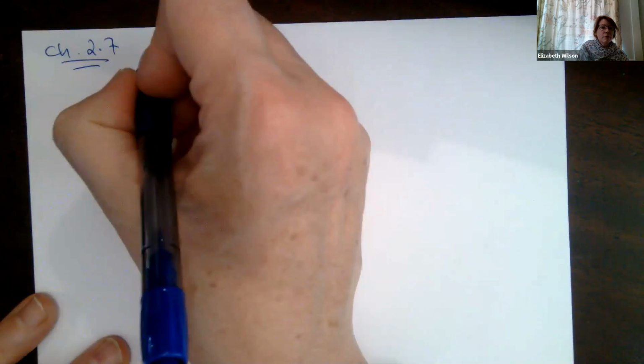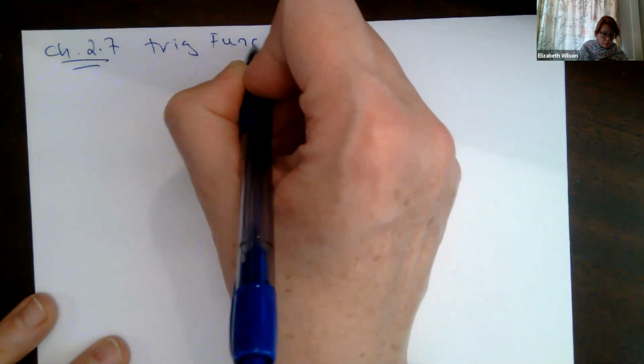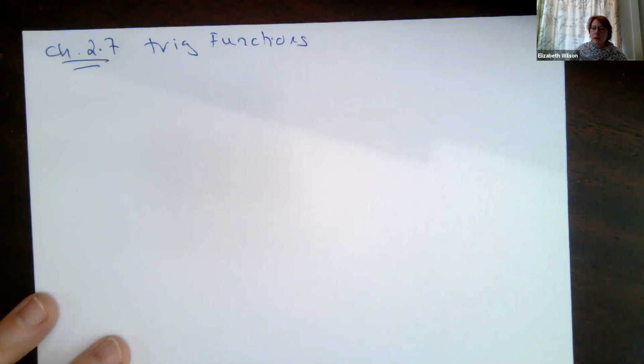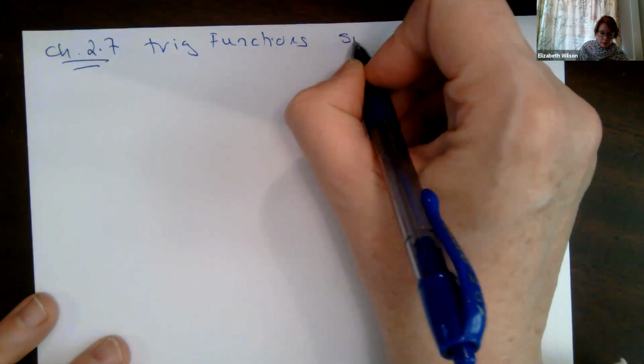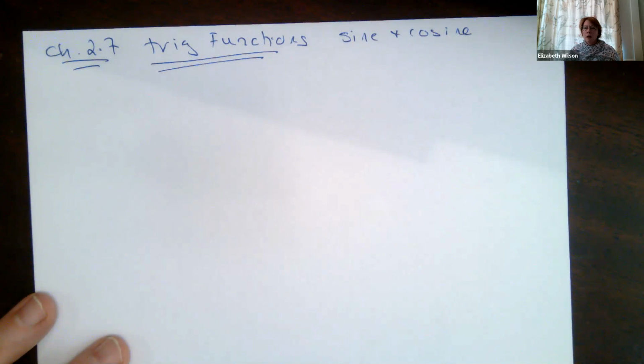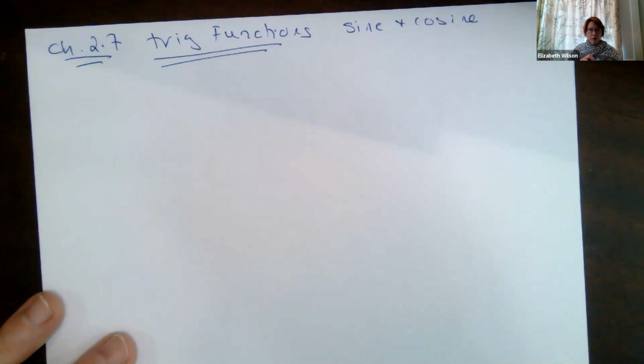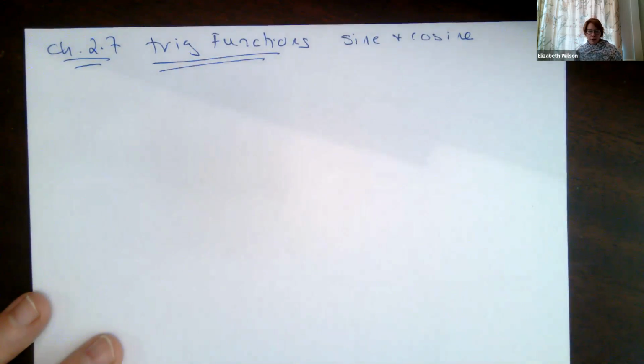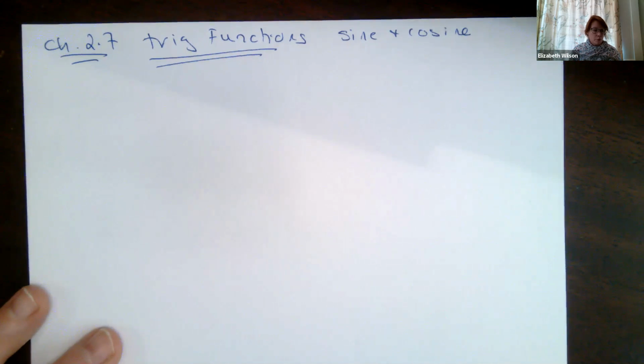All right. So today we're doing chapter 2.7. We're starting our discussion of trig functions. Today we're talking about sine and cosine. Some of this stuff should hopefully be a review, and then we're going to start applying calculus ideas to it. We're going to do a little bit of a review of things that maybe you covered in high school, hopefully in a pre-calc class or an algebra 2 class.